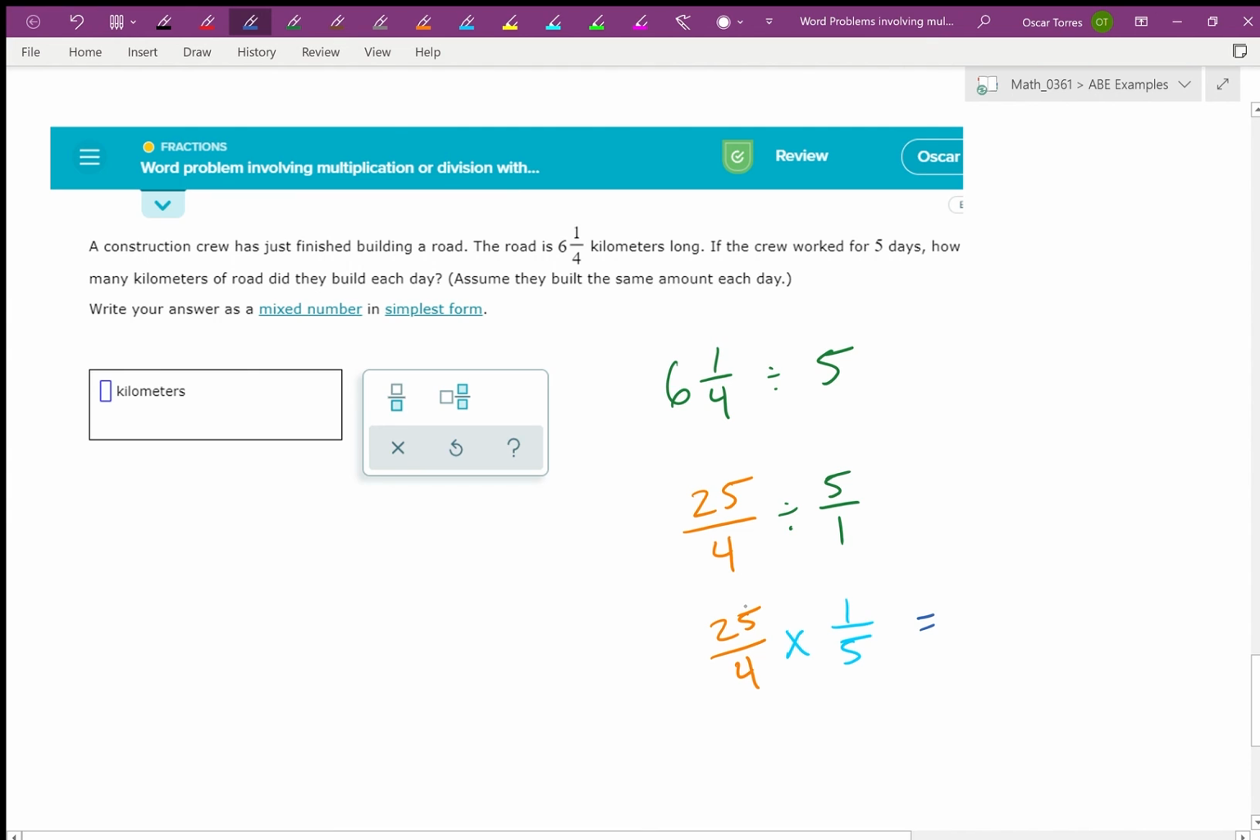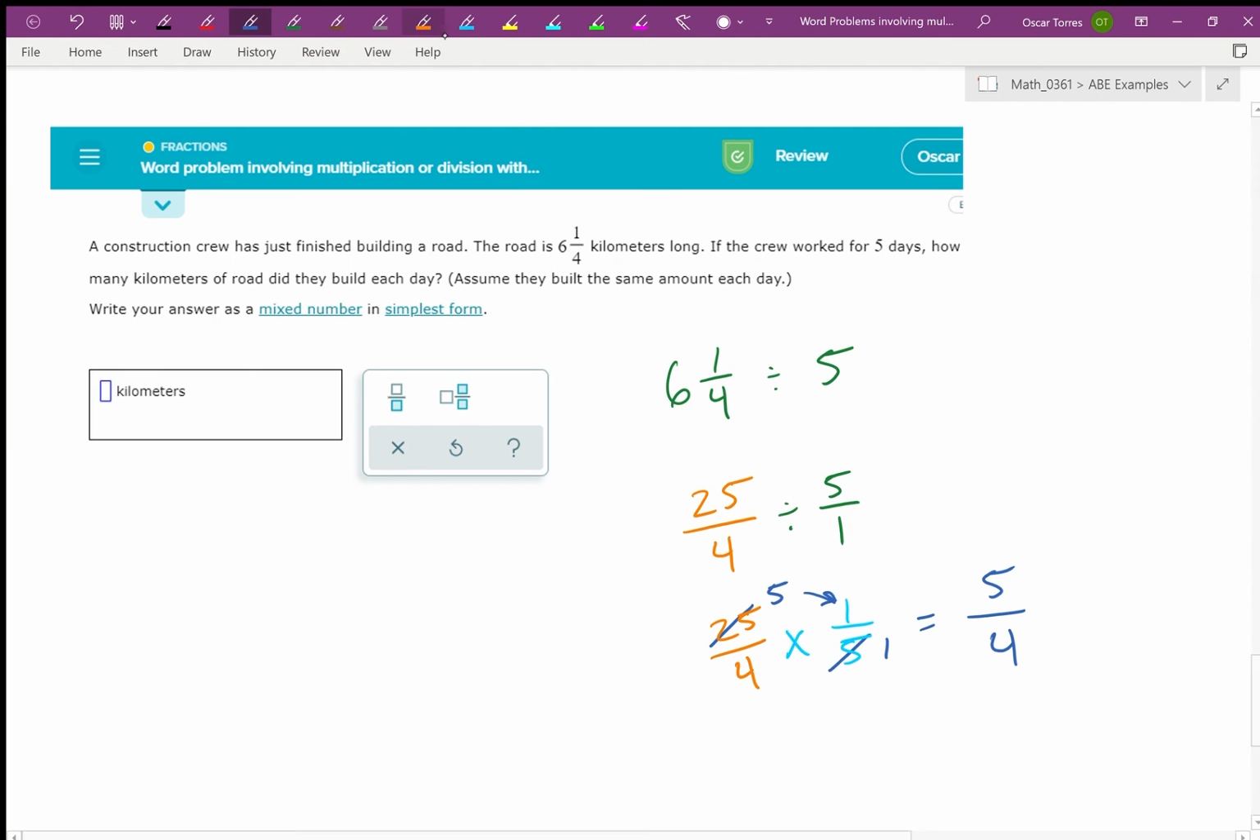I would simplify the diagonals first. So I would simplify 25 over 5. And I noticed that the number 5 goes into both of those values. The number 5 goes into 25 5 times. And that same number, the 5, goes into 5 one time. If I look at the other diagonals, we have 1 and 4, and we can't simplify that any further. So we have 5 times 1 for the numerator, and 4 times 1 in the denominator.